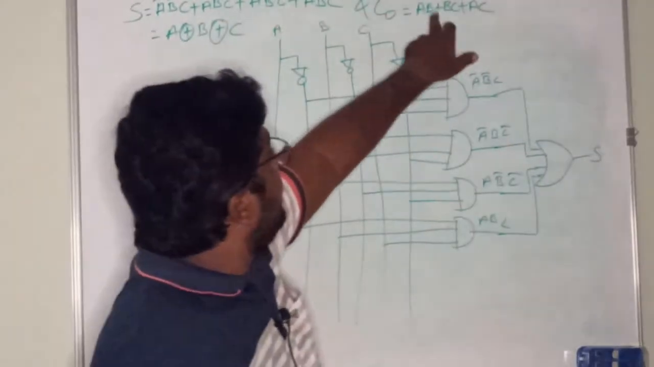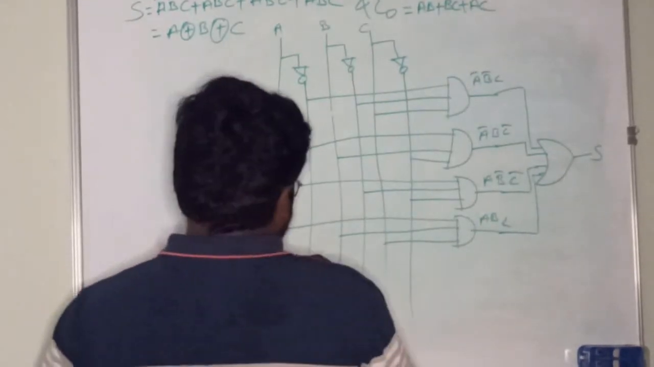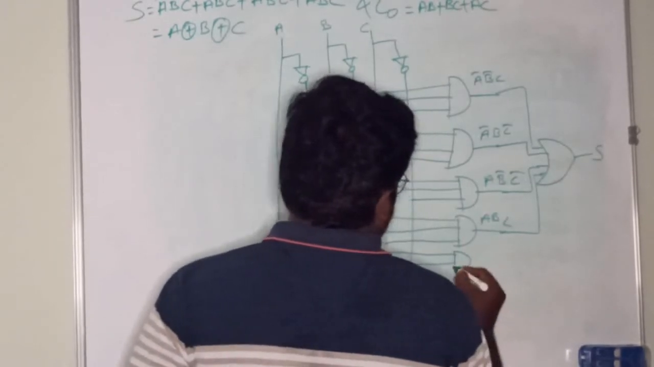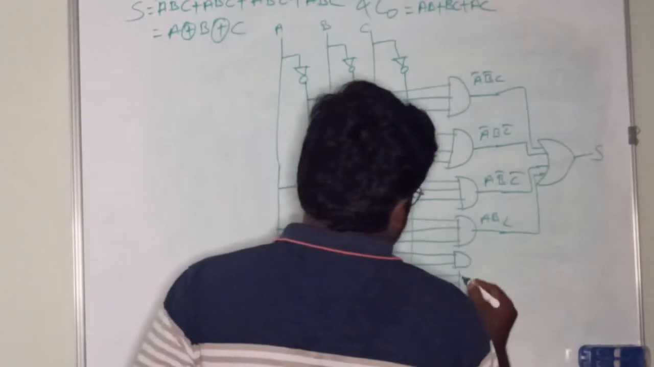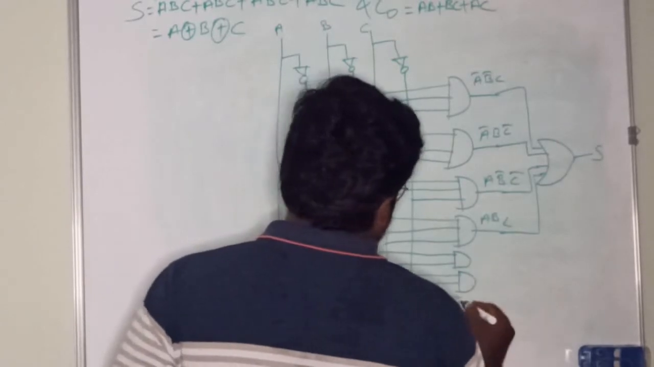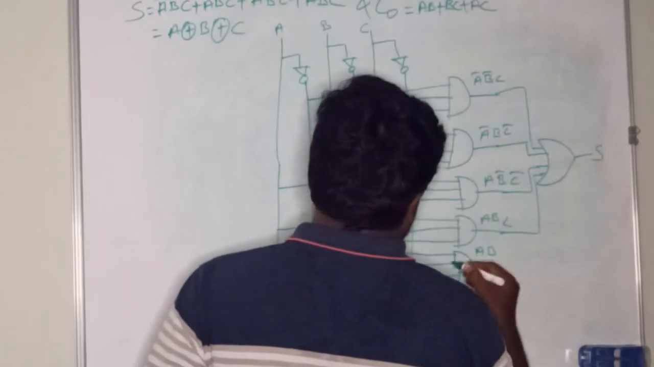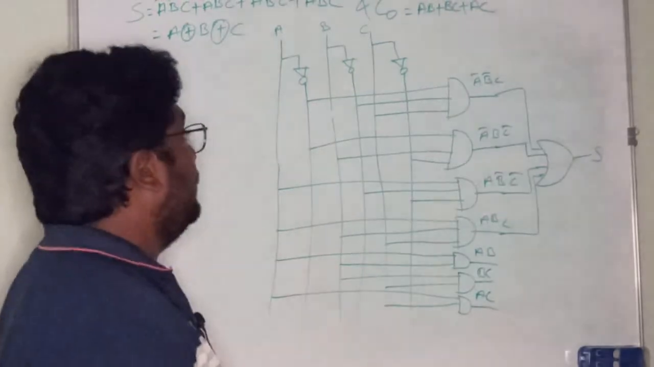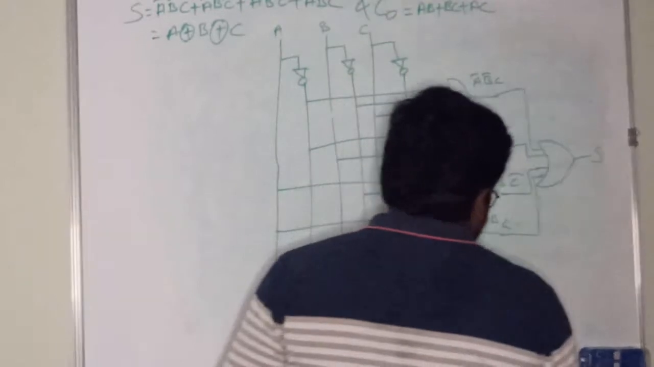Now we need to represent the carry, C0, that is AB plus, so this is A, B, one product term. Next one is BC, B, C is one product term. Next one is AC, A and C is one product term. This is AB, this is BC and this is AC. All the three product terms are combined with an OR gate.